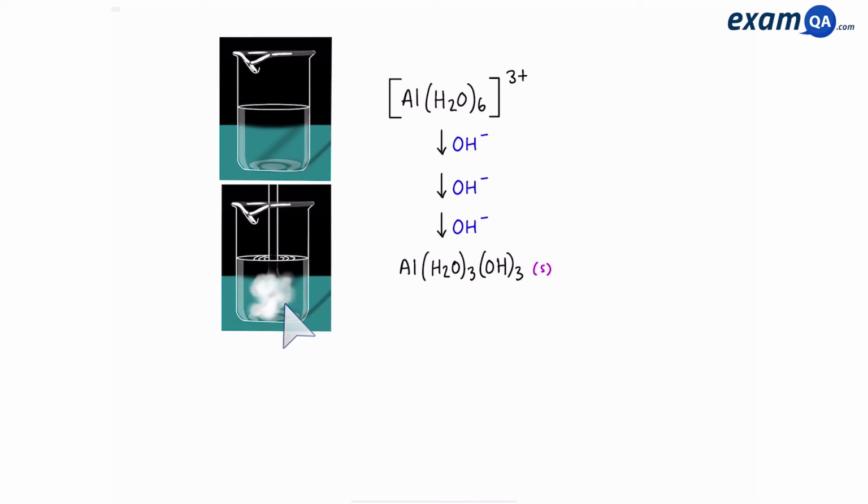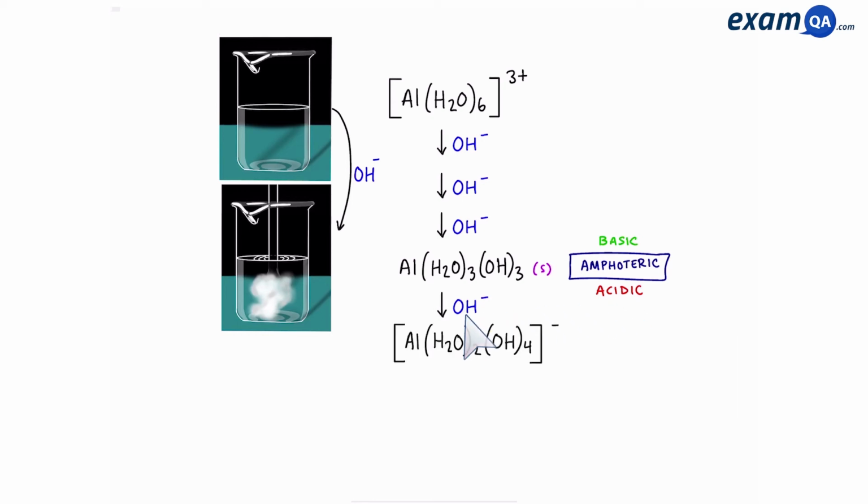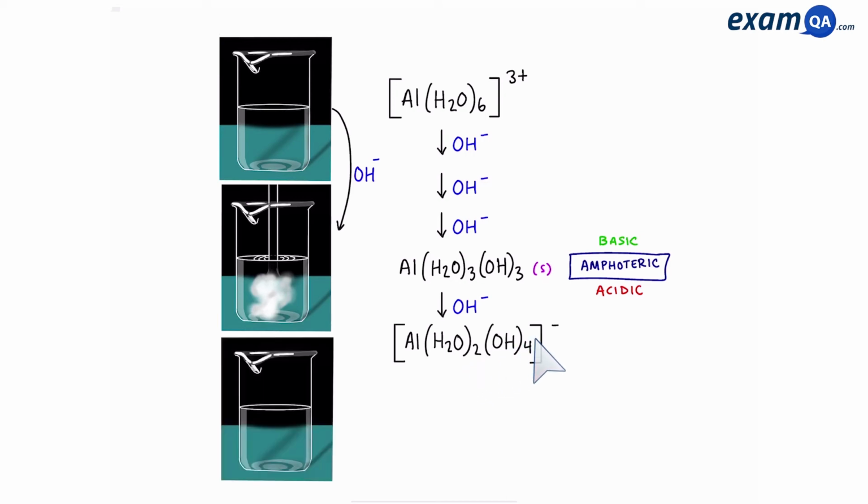So we saw that adding hydroxide created a precipitate. Now the aluminium precipitate is amphoteric. That means it's both basic and acidic. That means if I add hydroxide, it will react with it, forming the following. We can see that because there's an overall -1 charge, it will redissolve. So adding excess hydroxide causes the precipitate to redissolve.